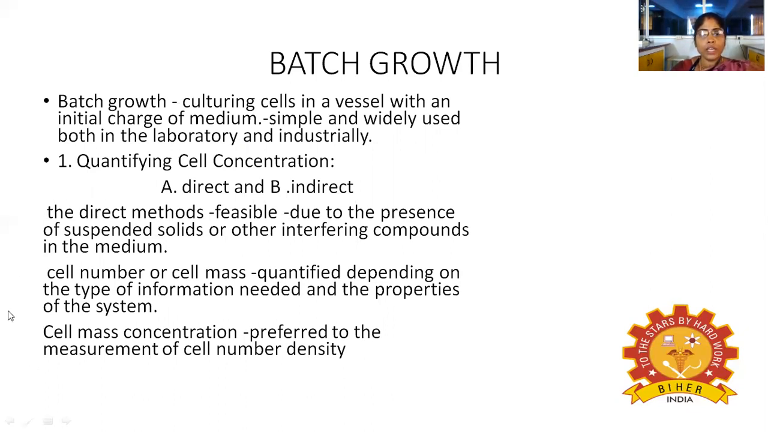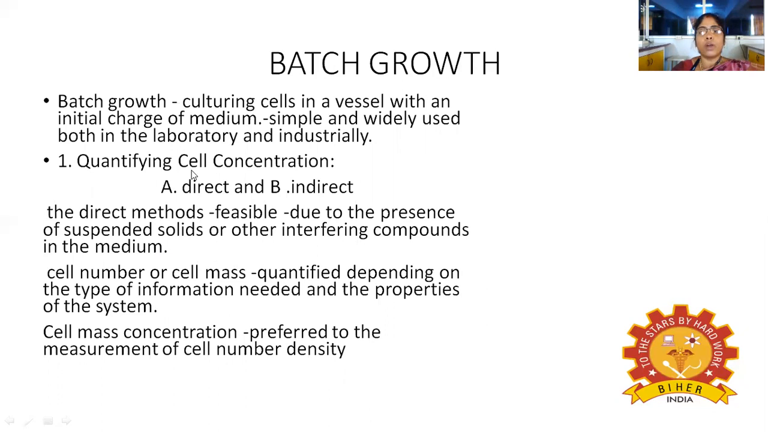So then how can we quantify the cell concentration? We can quantify the cell concentration by two methods. The first one is the direct method. The next one is the indirect method. Whenever we talk about a direct method, the name itself indicates it is a feasible one due to the presence of a compound in the medium for estimating the cell mass concentration.